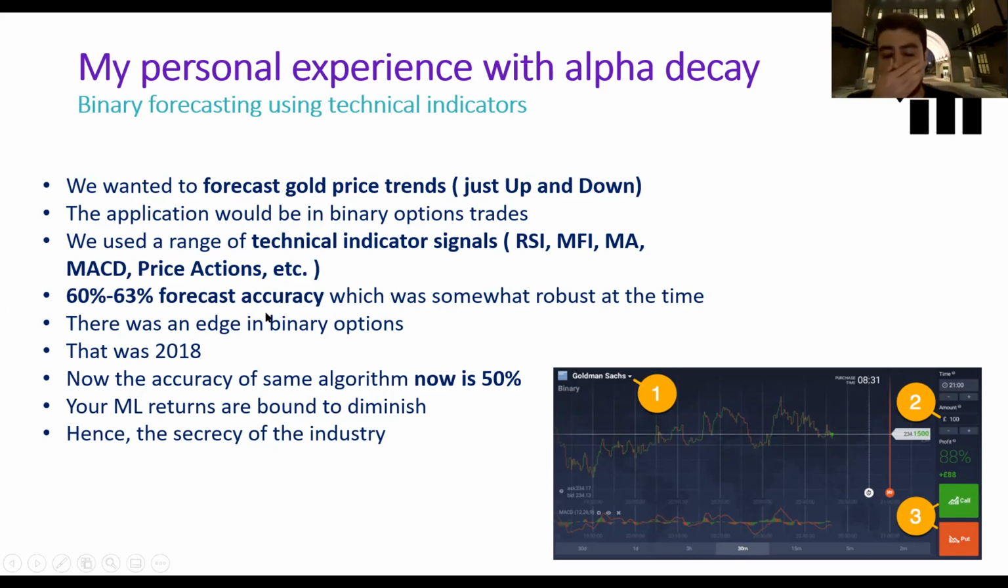I think my best model was actually an SVM model. I was able to get a 60 to 63% accuracy in forecasting this. Just binary, not prices. With about 60% accuracy, I was able to say the price of gold 5 days from now is going to be higher or lower. And on larger samples, the accuracy seemed robust at the time. And that was 2018, right?